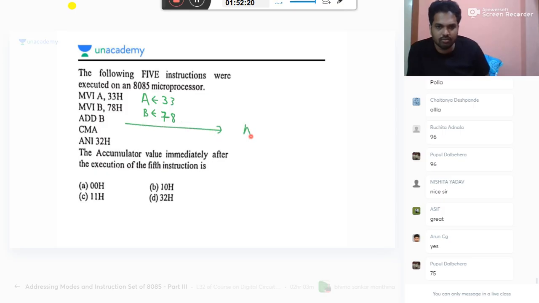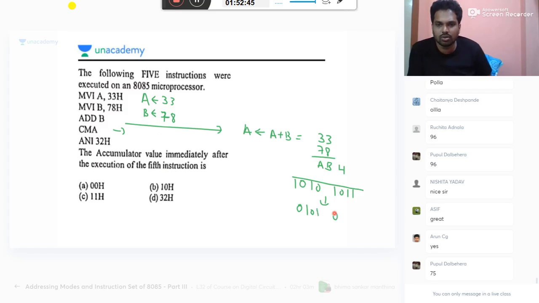Then last part, what is that? ANI with 32. ANI with 32. 32 means, so which will give you 0, 0, 0, 1, all zeros, which is 10 hexadecimal. That's all. Right.